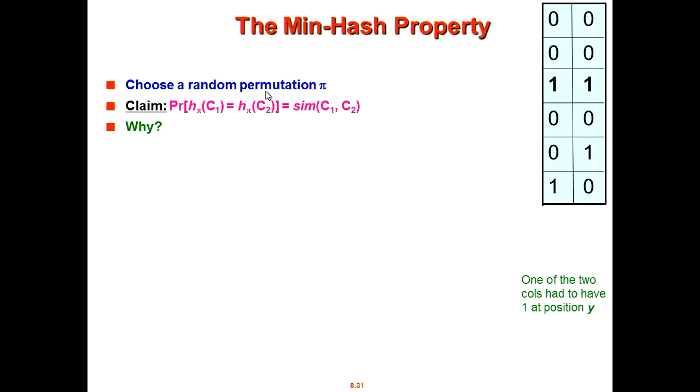The idea is that, remember what is the goal? The goal is that if 2 columns have very high similarity, then the probability that they are hashed to the same value should be very high. And if 2 columns are not similar, their similarity is very low, then the probability that they have the same hashing value should also be very low. So that's the objective goal.